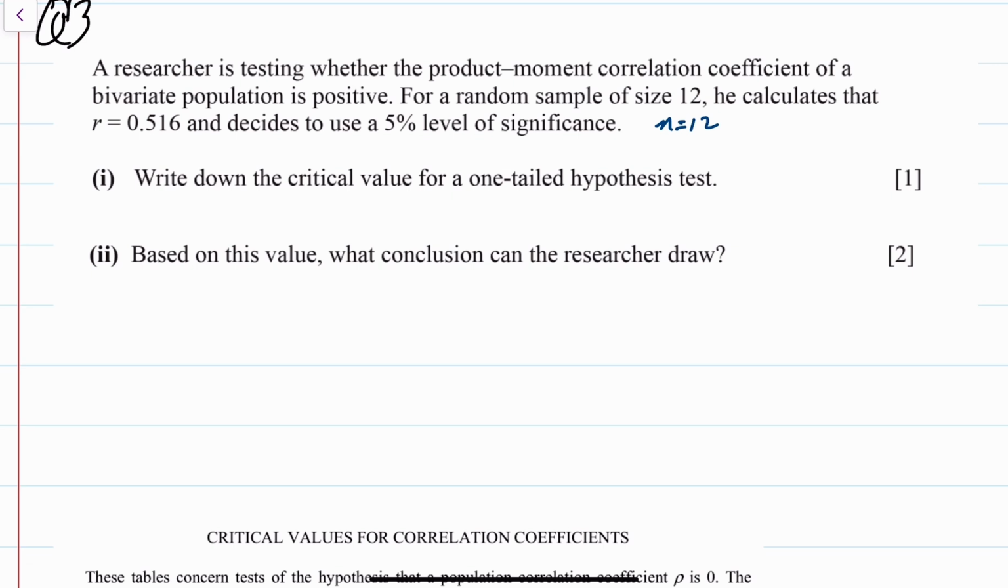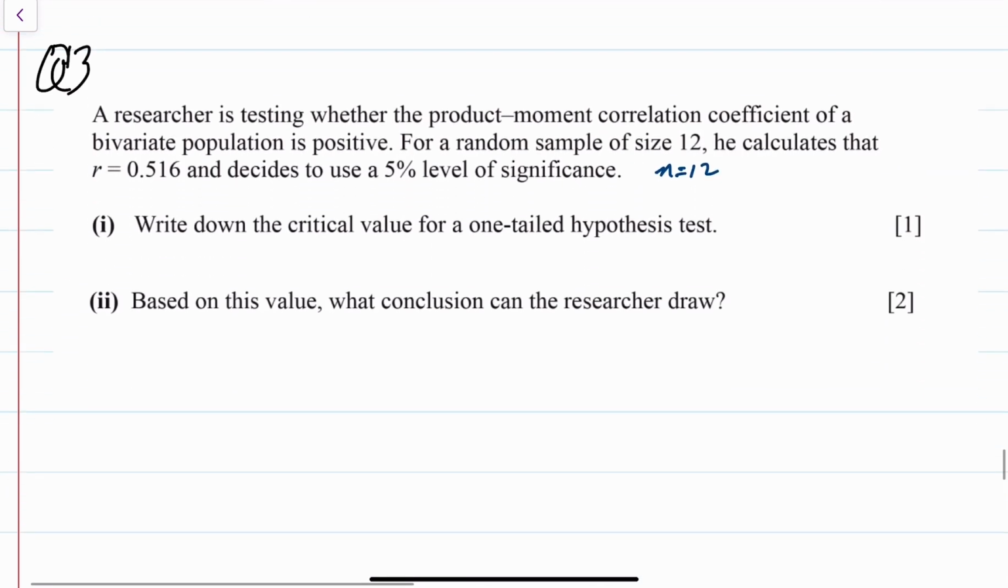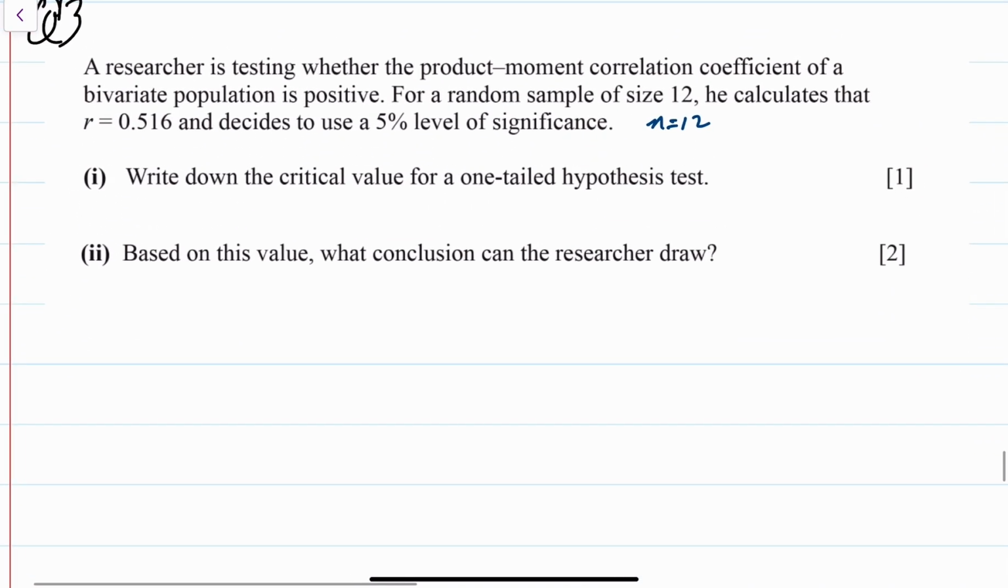He calculates that r is equal to 0.516 and decides to use a 5% level of significance. Write down the critical value for a one-tailed hypothesis test. Now, there's only 1 mark for this question. I would be doing a lot more, but you'll see, I'll set this out so it can work for everything. So here, if you're doing this, I would just set everything out.